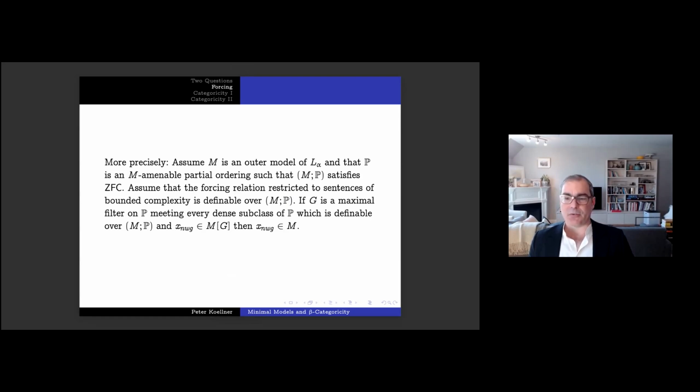assume that the forcing relation restricted to sentences of bounded complexity is definable over that structure. Then if G is a maximal filter on P, meeting every dense subclass of P which is definable over that structure, and you pick up the real, then you already had the real.